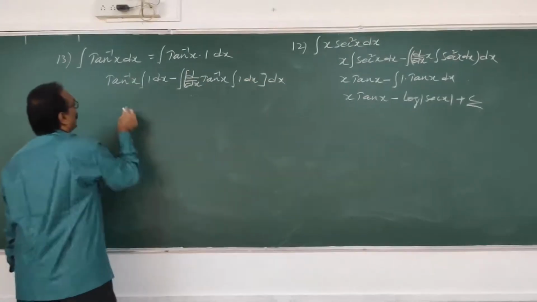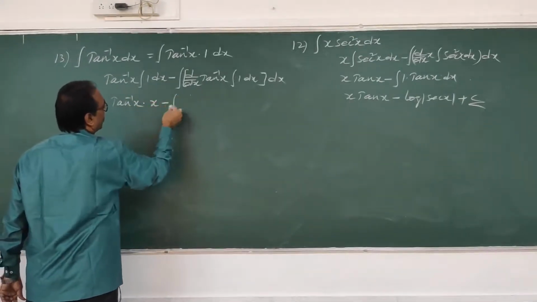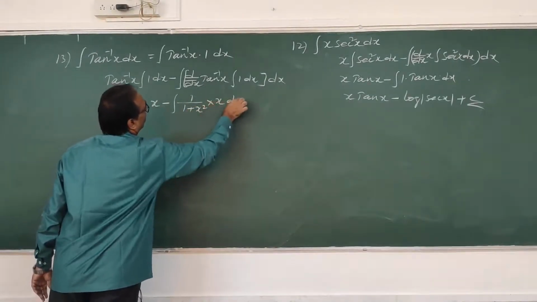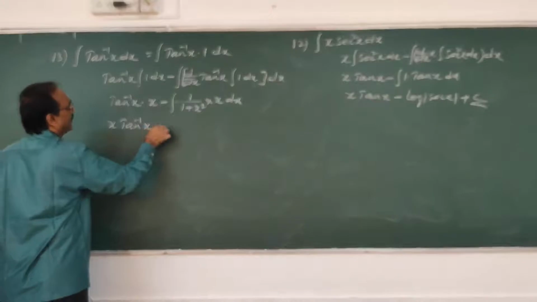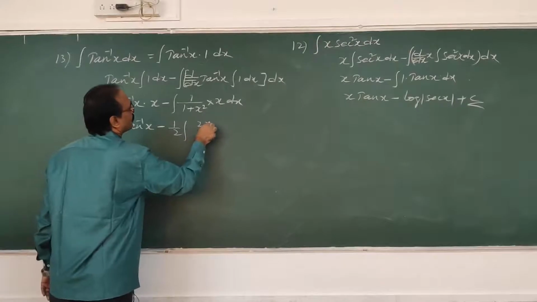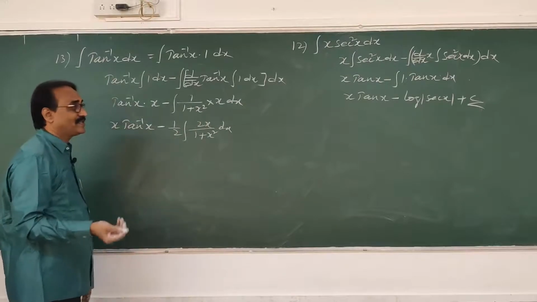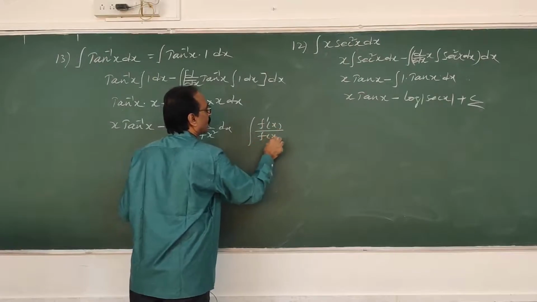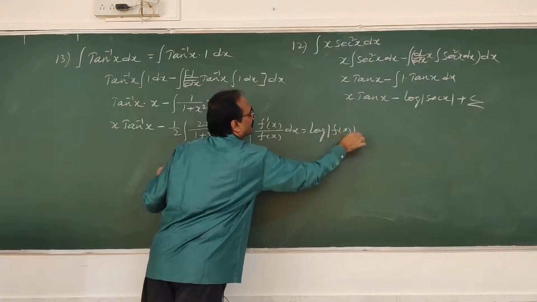So now here what you are going to get: tan inverse x into integral of 1 dx, which is x, minus integral of the derivative of tan inverse x, 1 by 1 plus x square, into x. So here x tan inverse x minus, if you are very good at your practice, after seeing this you can easily do 2x by 1 plus x square dx. I multiplied numerator and denominator by 2, because you know that integral of f dash x by f of x dx is equal to log mod f of x plus c.